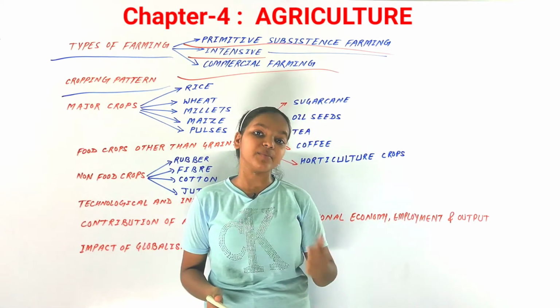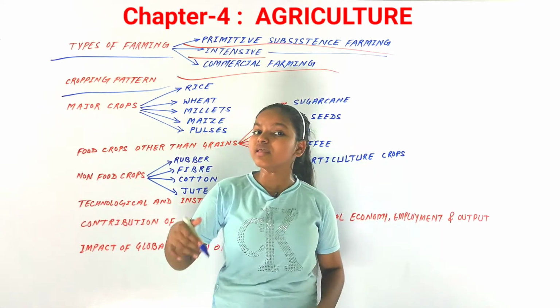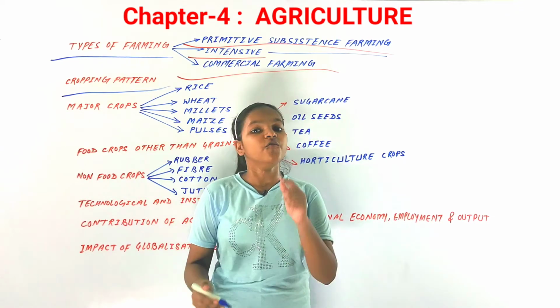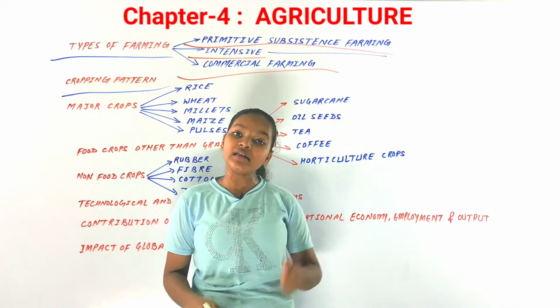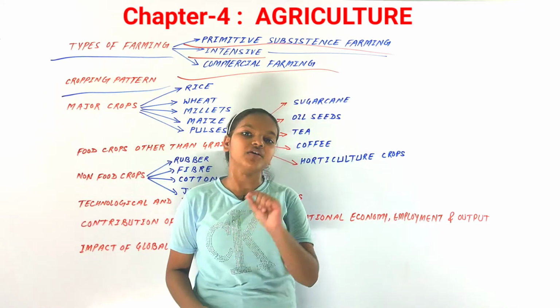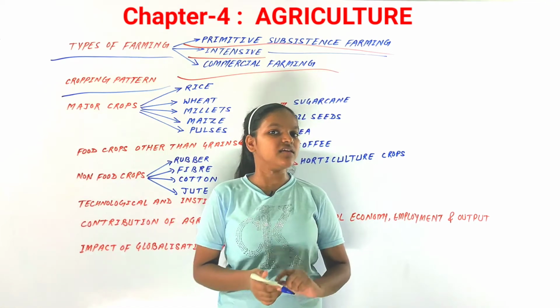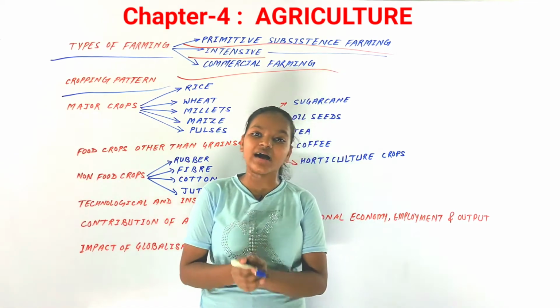If we talk about the cropping pattern of our country, there are merely three seasons of agriculture or cropping in our country. First is the Rabi season, second is the Kharif season, and third, a very short period between these two seasons, is the Zaid season. So you could say that these are the cropping patterns of our country.